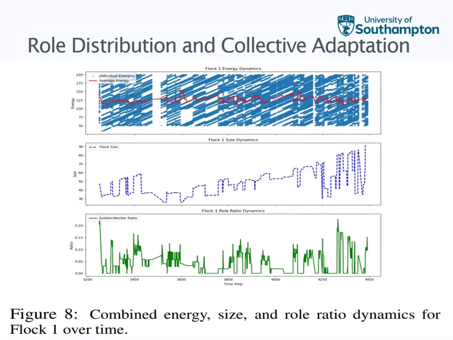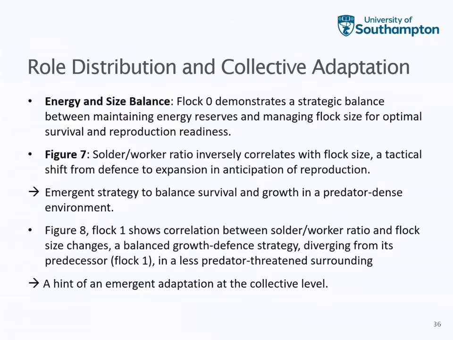And here is the same figure for flock one, the first ring structure. When it reproduces, we see that the soldier and worker ratio is proportional to the change in flock size, because flock one is reproducing in a less threatened environment or surrounding, so it will favor more workers. So it's a kind of collective adaptation at a collective level. Yeah, we observe it.